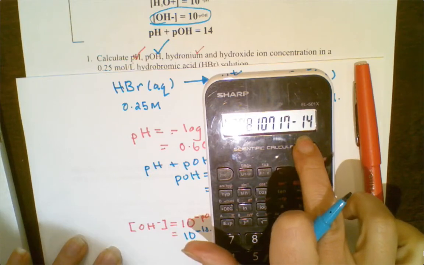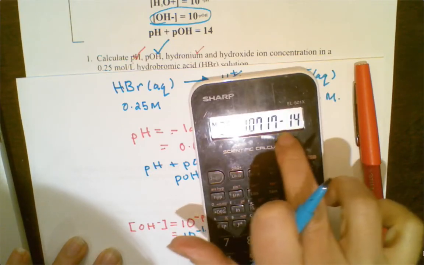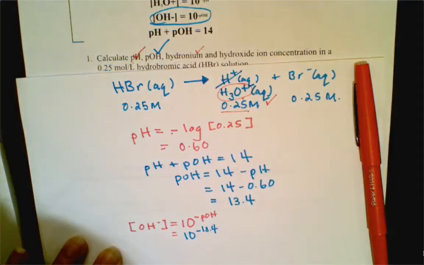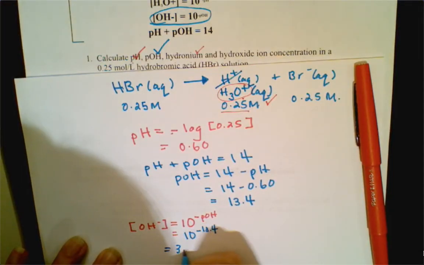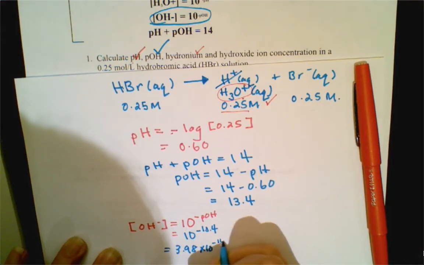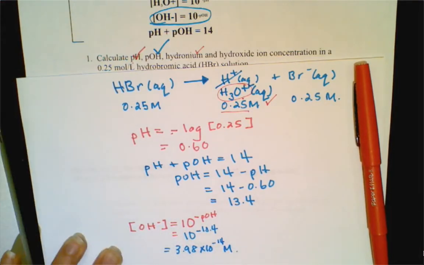Second function log, and I get 3.98 times 10 to the negative 14. So on my calculator, the space here means that that is an exponent. So 3.98 times 10 to the negative 14, and that's a concentration, so that would be moles per liter.